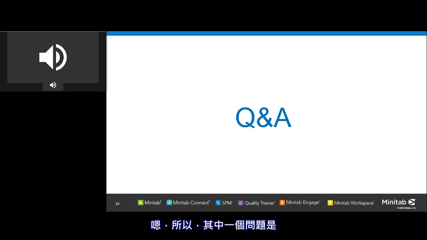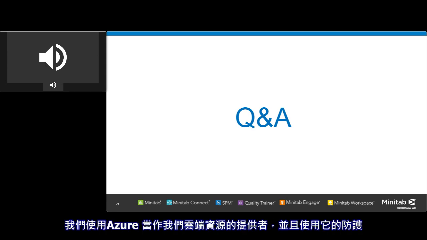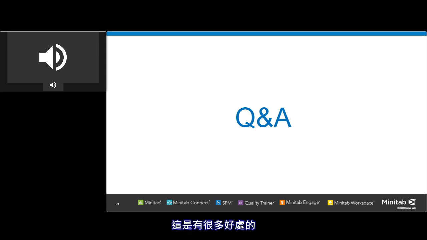So one of the questions was, how do we ensure the security of the system into the cloud? That's a great question. We do have a lot of information about the security. We use Azure as our cloud provider, and there's a lot of benefit to leveraging the Microsoft system for that, but we can certainly give you more information.